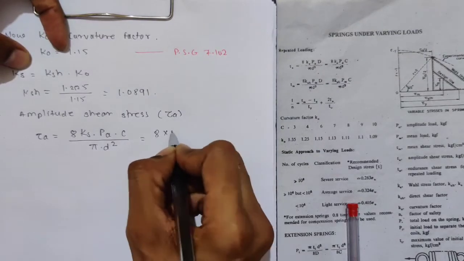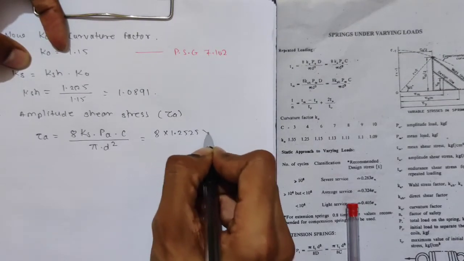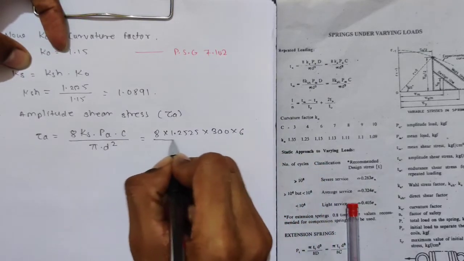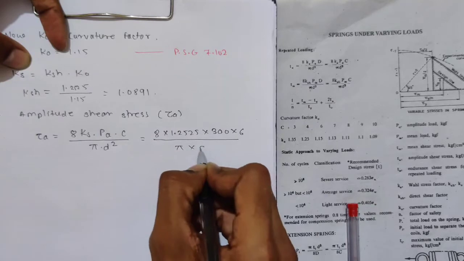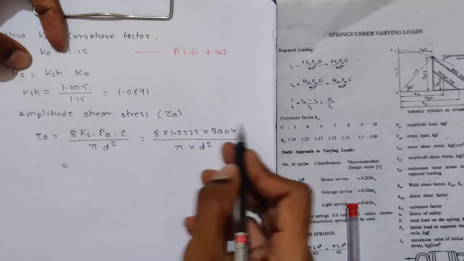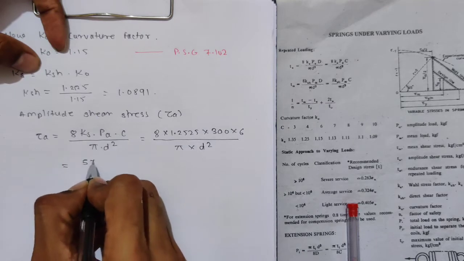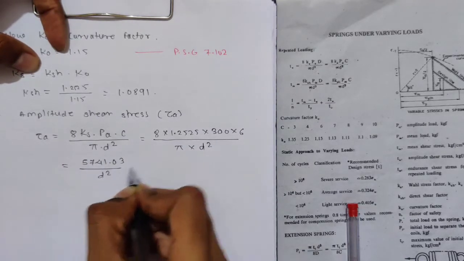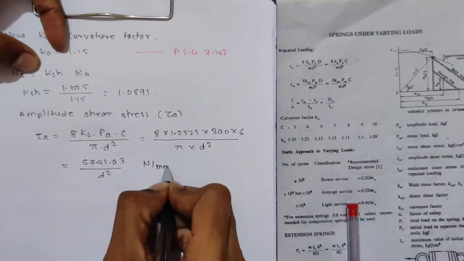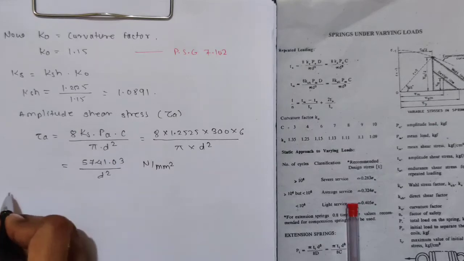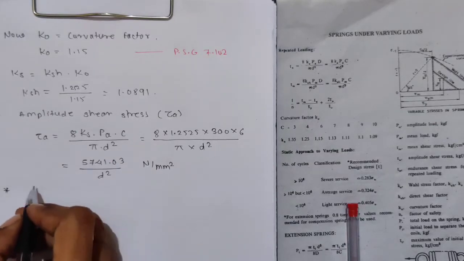8 into 1.2525 into PA is 300 into 6 divided by pi into d square. D square value we don't know, I'm just keeping that as it is, and after calculation you will get 5741.03 upon d square Newton per mm square. Alright, similarly you can find the mean stress value.